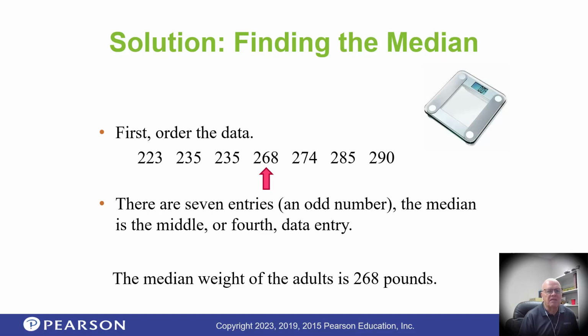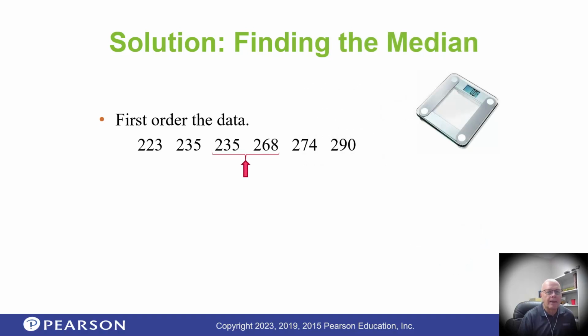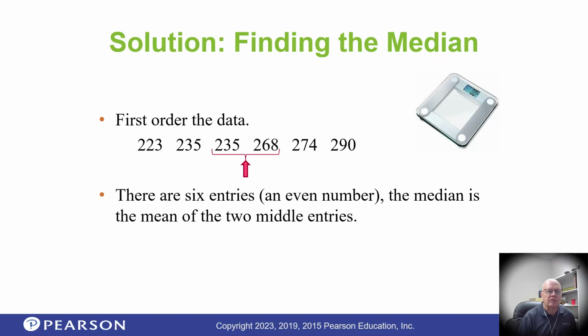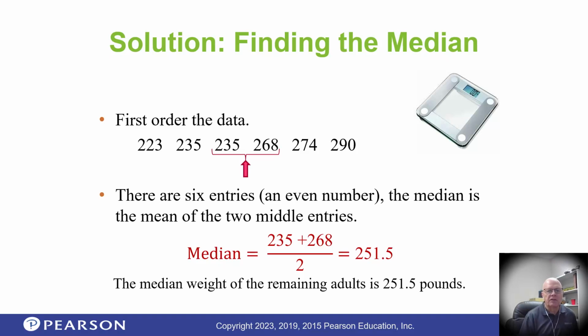Now, what about even? Let's get an example of that. Well, let's suppose this person who was 285 pounds decided not to be in your study. What's the median weight of the ones that remain? Well, number 1, you have them in order. Right here, you can see they're already in order. What do you do next? You take the 2 that are in the middle, and take the average of those 2. And there is your median, 251.5 pounds. It is pretty easy.